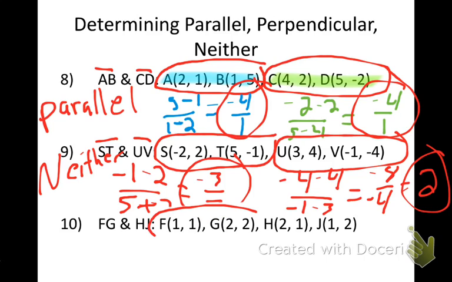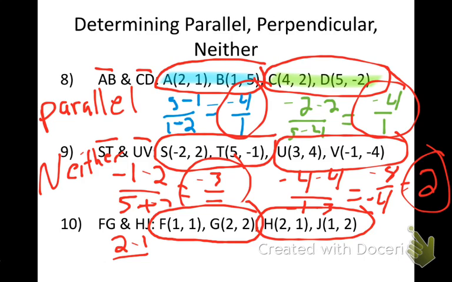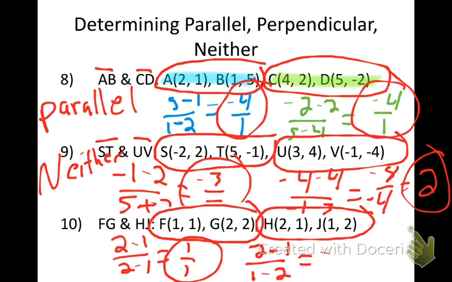Number 10. I have FG and HJ. For FG, I need to find the slope, so I would do 2 minus 1 over 2 minus 1. My slope for FG is what, Anna? 1 over 1. Nice job. My slope for HJ, I would do 2 minus 1 over 1 minus 2, which gets me a slope of what, Jersey? Negative 1 over 1, right?